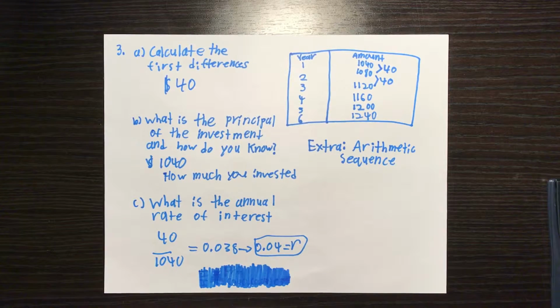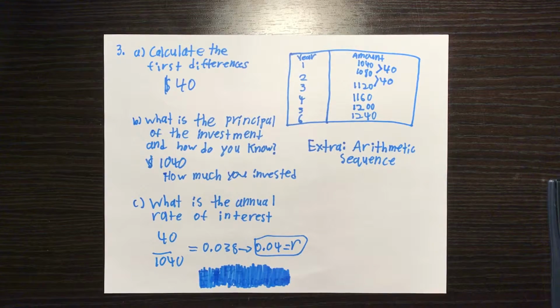So let's say in a communication question on a unit test, when they ask, calculate why is it always going to be a first differences, you're going to say it's a linear graph. You're earning interest and it's always going to go up. Now, B, what is the principal of the investment and how do you know?